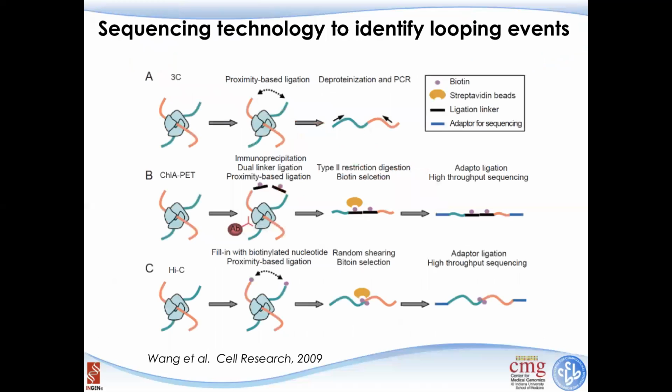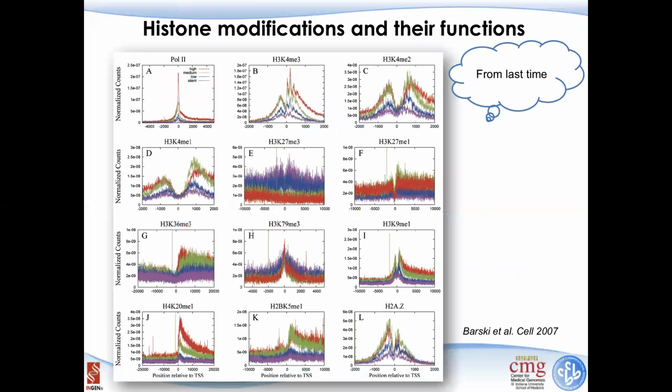As we know, we have a number of technologies, 3C, 4C, Hi-C, that can identify such enhancer regions. But still, we want more evidence that can identify the region and its target.